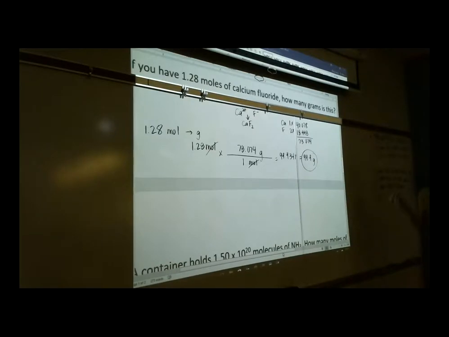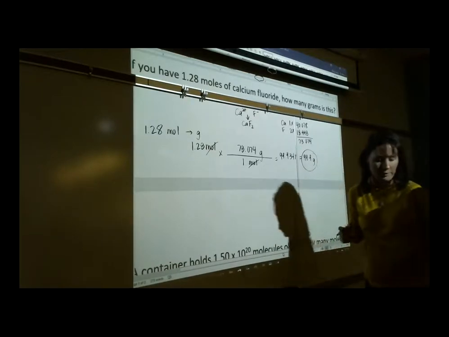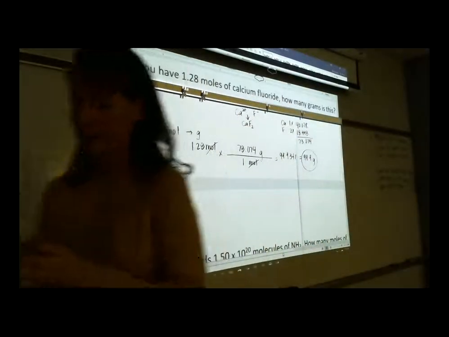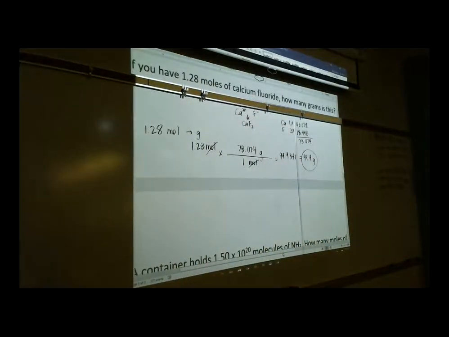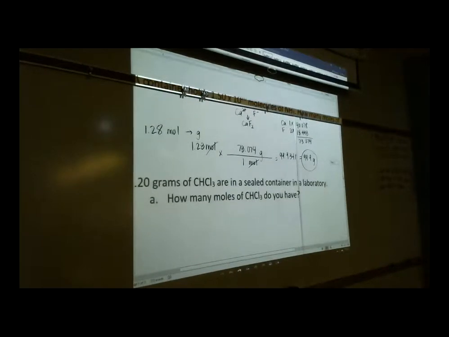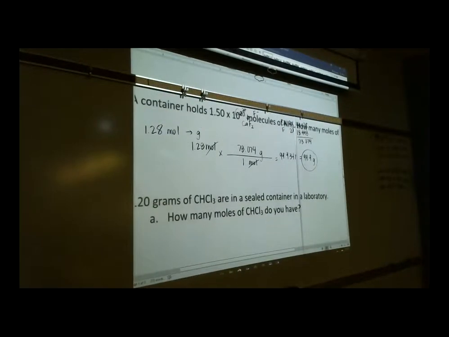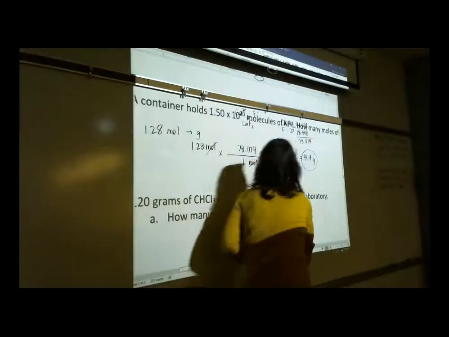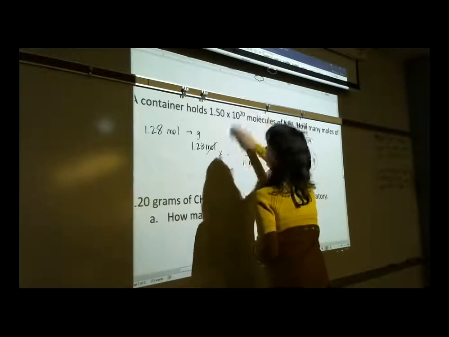And is that a reasonable number of grams? Yes. If it were 99.9 times 10 to the 50th, that's not a reasonable number of grams. Okay. Next problem.